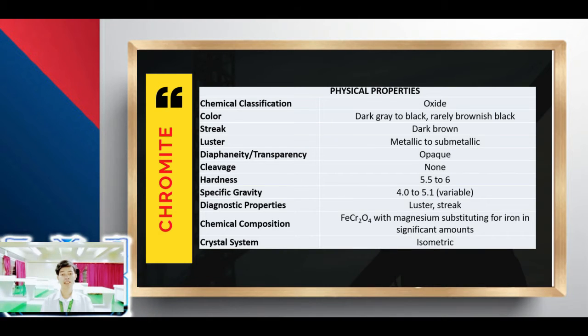Chromite is sometimes slightly magnetic. This can cause it to be confused with magnetite. Chromite and ilmenite have very similar properties. Remember, careful observations of hardness, streak, and specific gravity are required to distinguish these minerals in hand specimens.